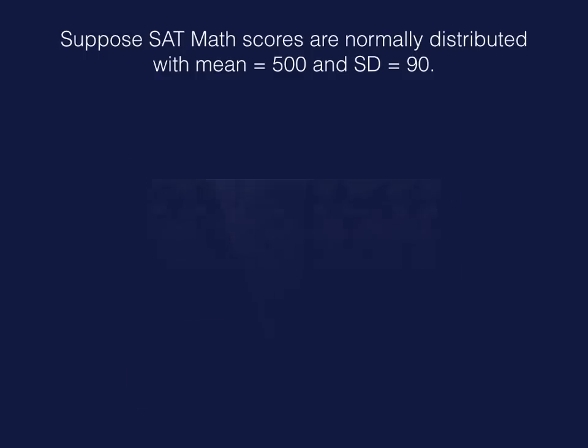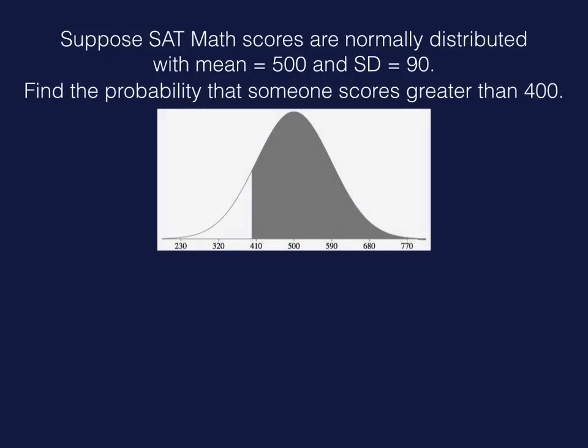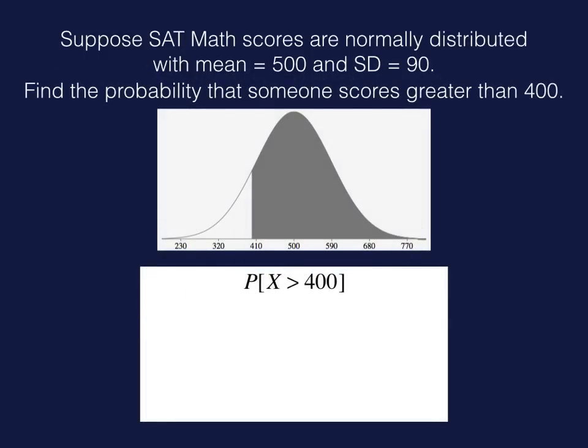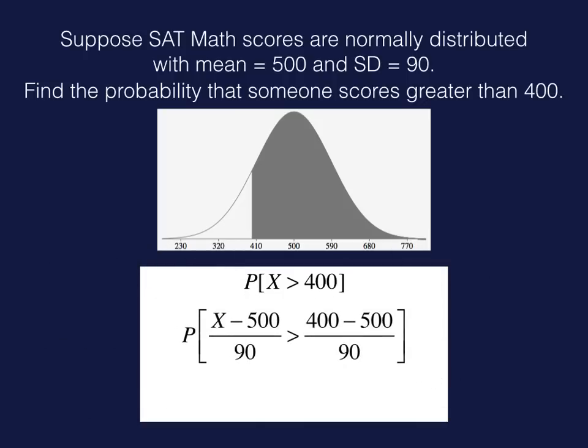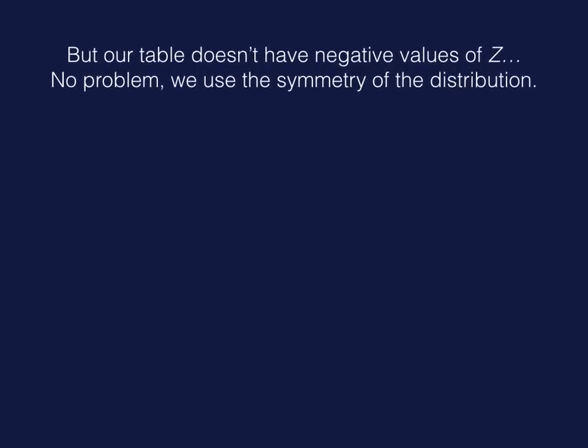Okay, so I want to find the probability that somebody scores greater than 400. We see a picture of it there. On both sides, I'm going to subtract the mean and divide by the SD, so subtract 500, divide by 90. On the left side, that gives me Z. On the right side, that gives me negative 1.11. So it's a negative number, and that's something we've got to mention.